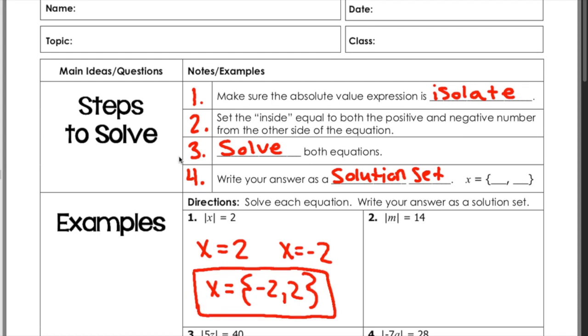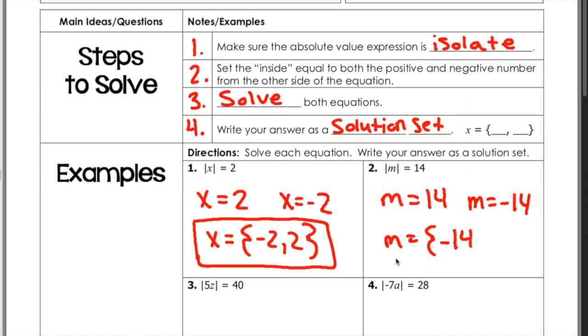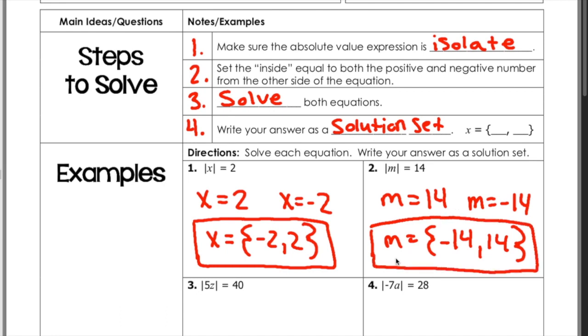So very simple when the variable is by itself. So it's going to be the same thing for number 2. The absolute value of n equals 14. That means that we isolate it, and we drop the absolute value signs when we isolate it. n equals 14, n equals negative 14, because like what we said in step number 2, we have to set it equal to both the positive and negative number from the other side. So our solution is n equals negative 14 and 14. Notice that we always have the negative number first. It's because we write our solution set going from the smallest number on the left to the biggest number. So you should always have your negative number first and then your positive on the right, since your negative numbers are smaller than your positive numbers.